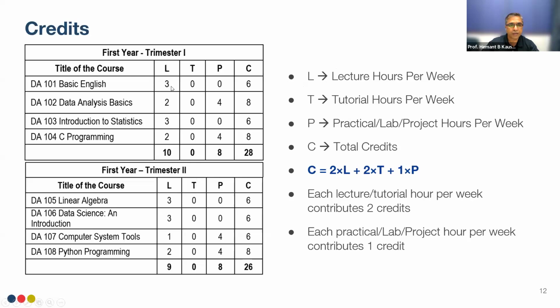So if you have 3 lecture components, that means there are 3 lecture hours per week, into 2 gives you 6 credits. The second course, data analysis basics, you have 2 lecture hours per week and 4 practical hours per week. So 2 into 2 is 4, and 4 into 1 is 4. So 4 plus 4, you have 8 credits. So this is how we calculate the credits in all 4 years.